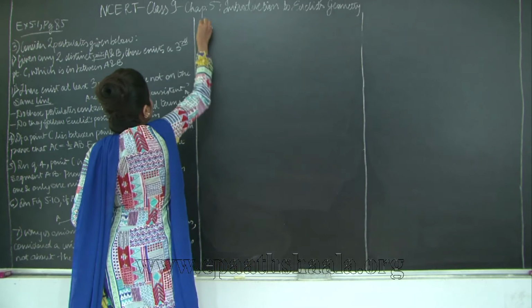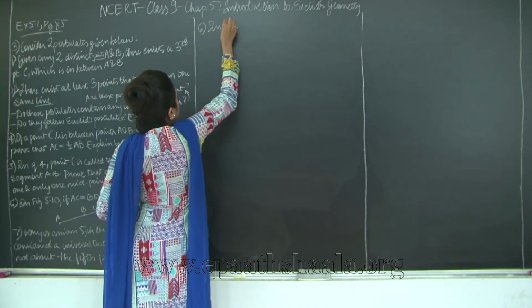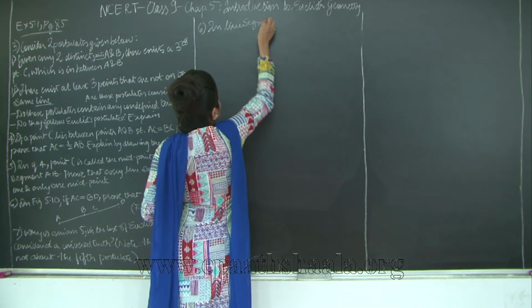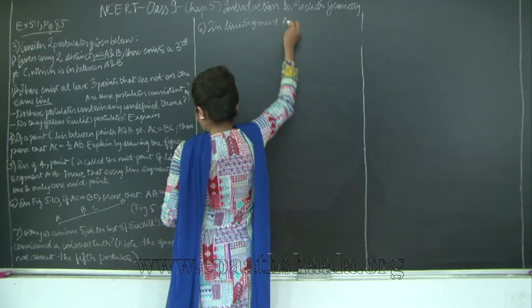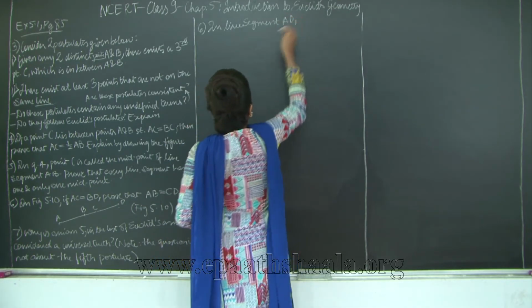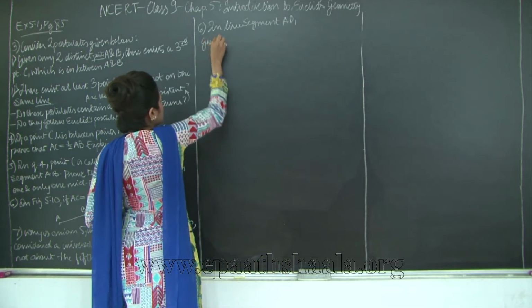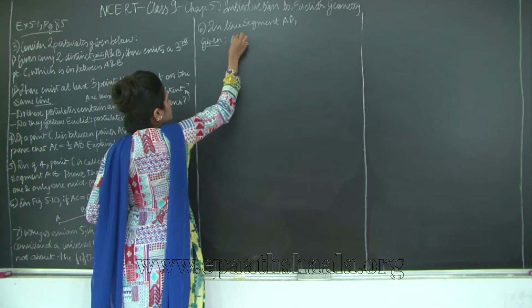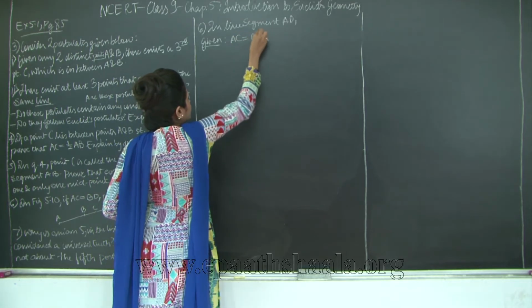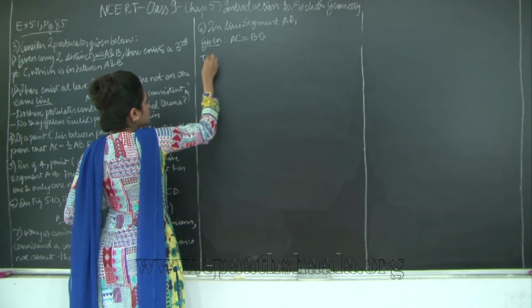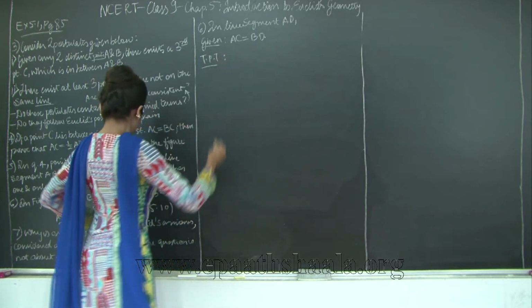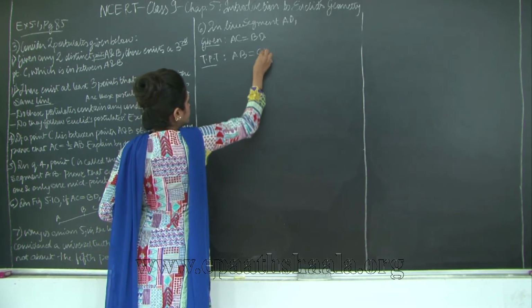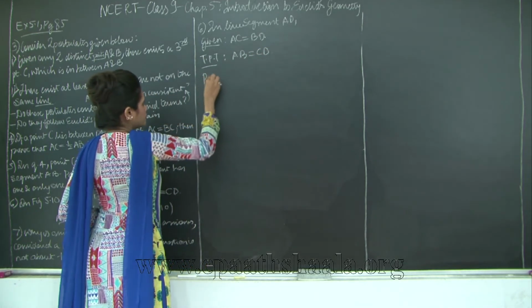Sixth question. In line segment AD, given AC is equal to BD. To prove that AB is equal to CD. So I'll say proof.